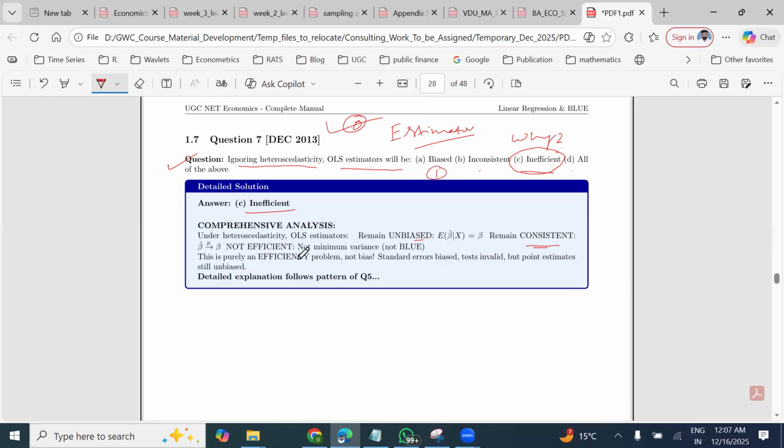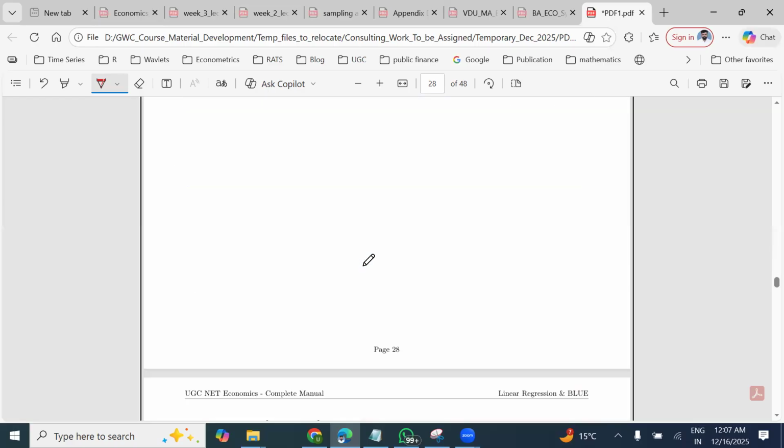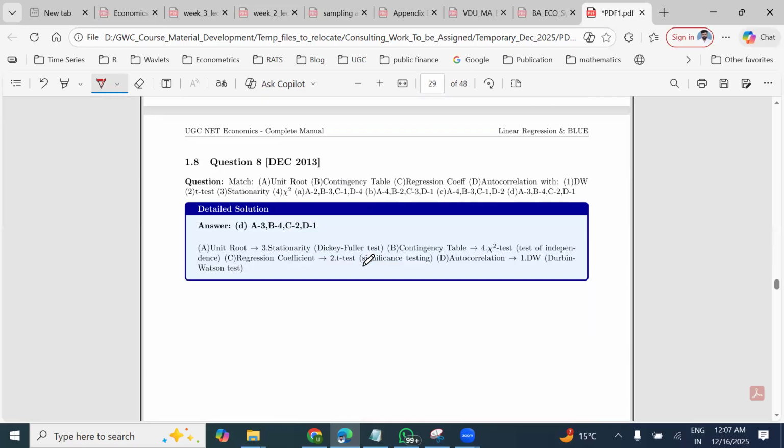Yes, sir. Actually, I forgot about the heteroscedasticity and we only considered OLS. So this is purely an efficiency problem, not bias. The standard error based test is invalid, but the point estimators are still unbiased. Point estimator means whatever beta 2 value you got. Okay. Very good.